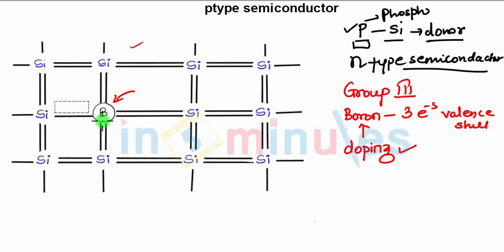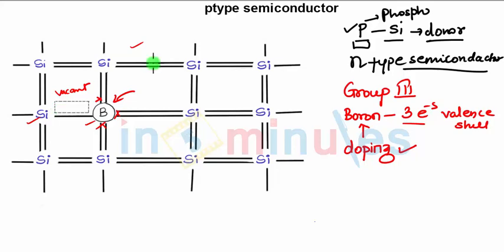So when we add a boron atom, it has 3 electrons in the valence shell. One electron will bond with this silicon, one will bond with this silicon, and one will bond with the other silicon. Now this place is vacant. It cannot form a bond with this silicon atom, so this is nothing but a vacancy.